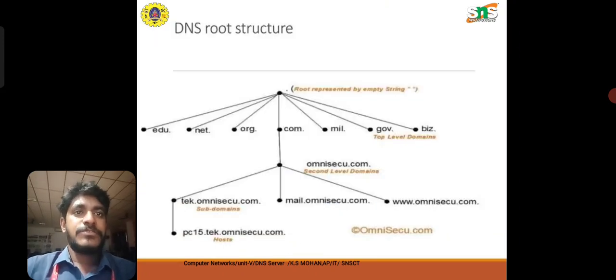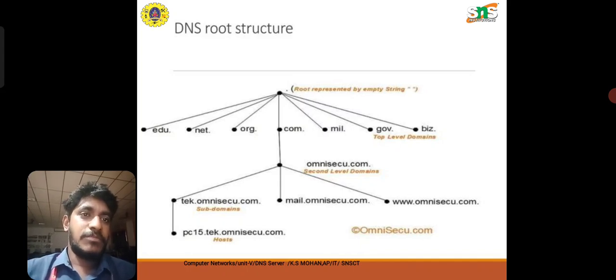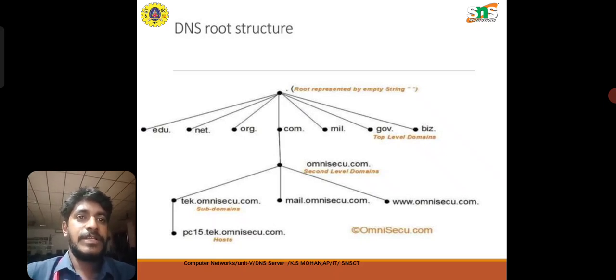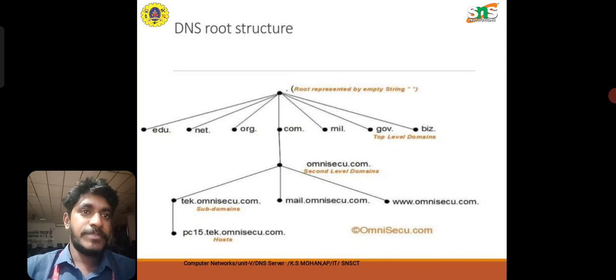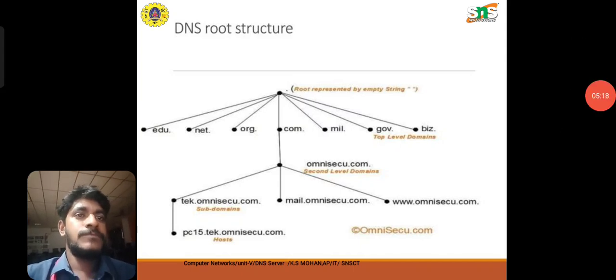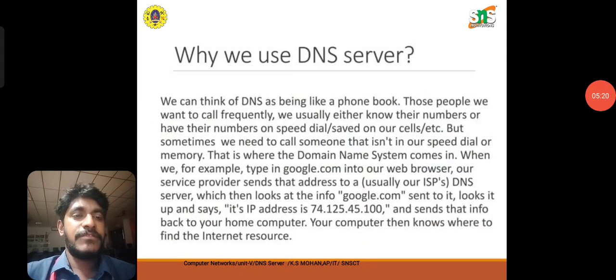Next is the DNS root structure. We have the root, .edu, .net, .org, .com, .mil, .gov, .biz, and so on. These are some of the DNS root structure. We can see in this picture the different kinds of domains, with the root represented by the empty string. So this is about the DNS server.